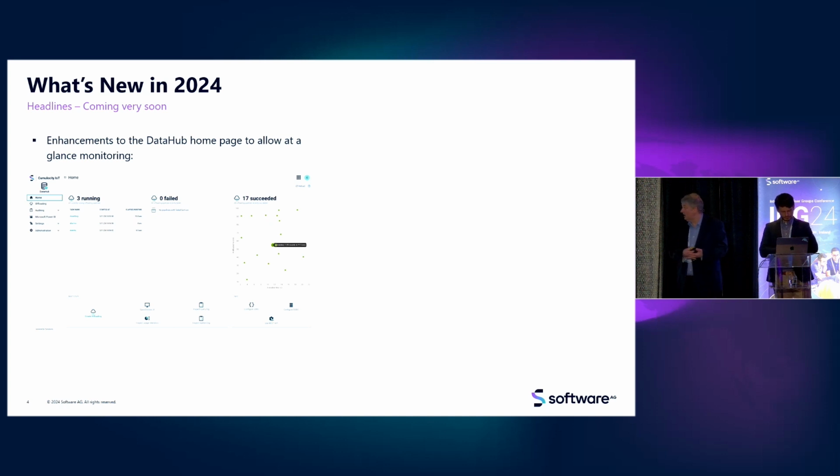What's coming imminently? Again, we acknowledge you don't spend a lot of time in the UI, but when you do, we want it to be a lot more visible about what DataHub is doing. So we've overhauled the homepage of DataHub, so you can see how many jobs have run, how many are running, how many have failed, and get an overview of what DataHub is up to on that tenant.